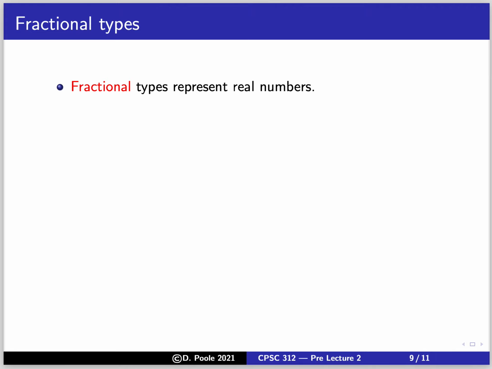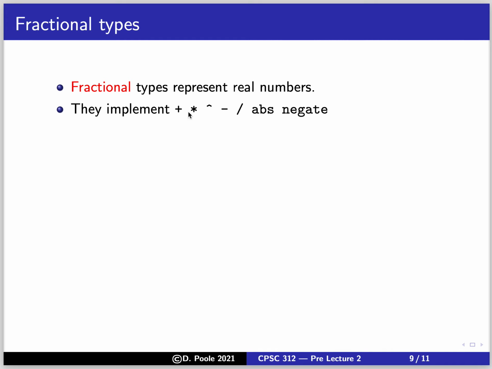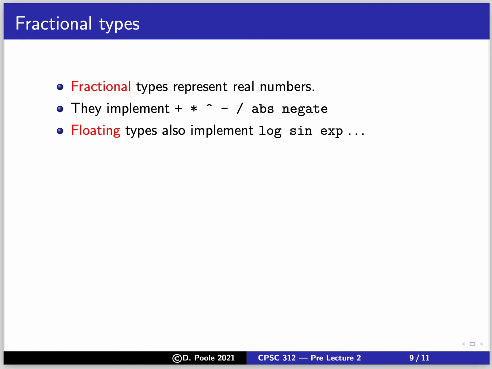Okay, fractional types represent real numbers. The previous was integers. They implement plus, times, caret is power, minus, and these were all implemented. Remember, these were all for integral classes as well. Slash is divide, so it's a fractional divide, the absolute value, and negate. Floating types are also fractional, but also implement log, sine, exponent.